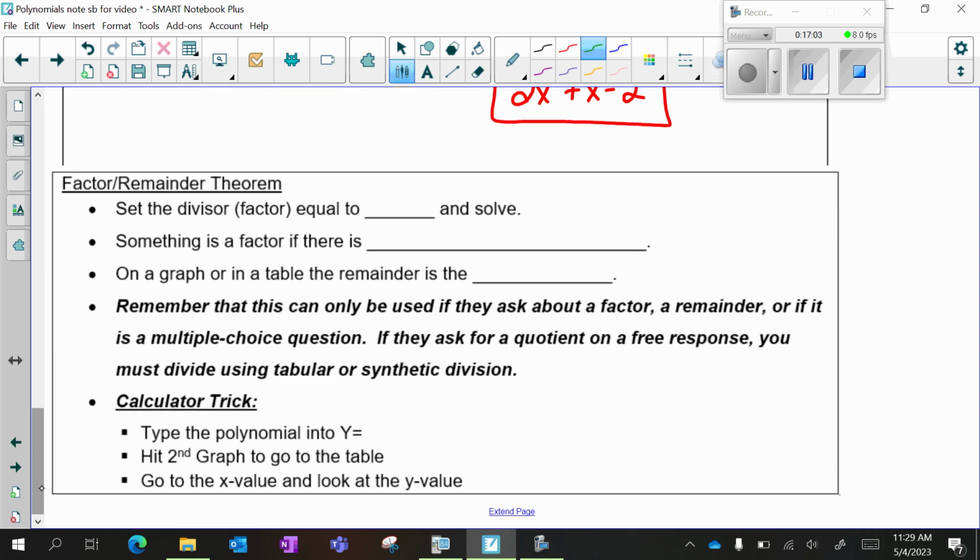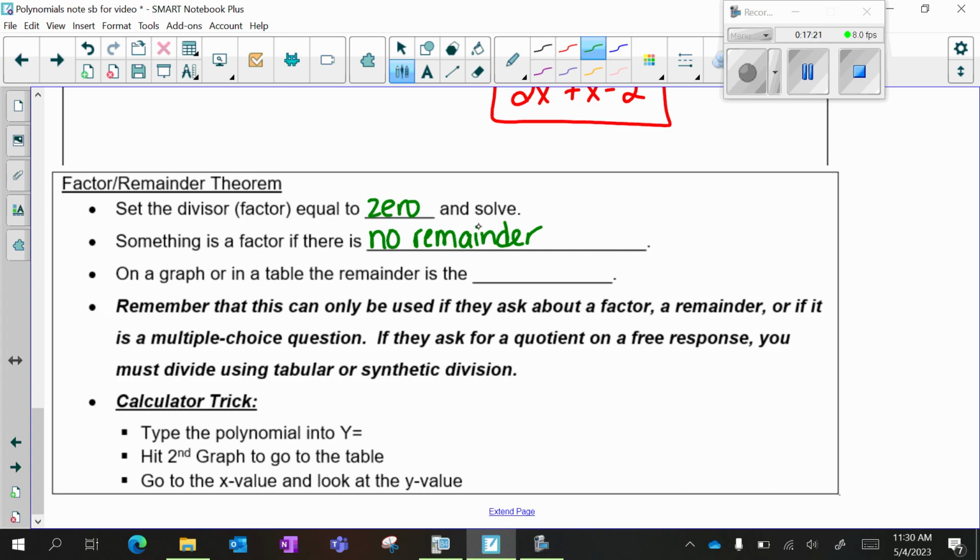So factor and remainder theorem. We set the divisor or the factor equal to 0 and solve. Something is a factor if there is no remainder. So for example, that last division problem that we just did above for synthetic, that was a factor because it had a remainder of 0.